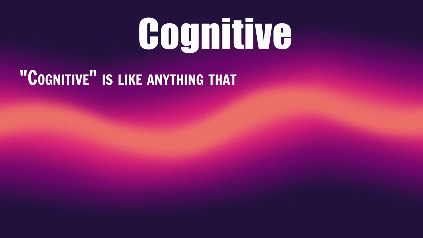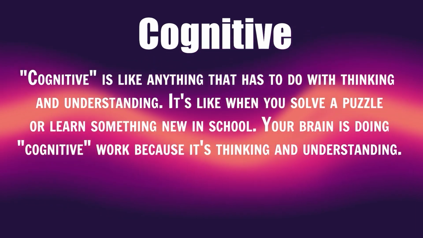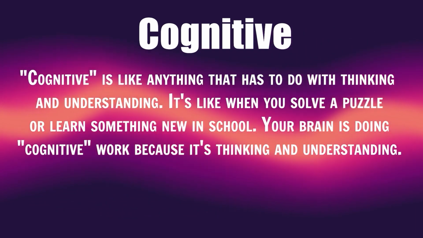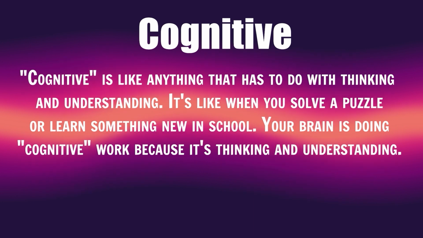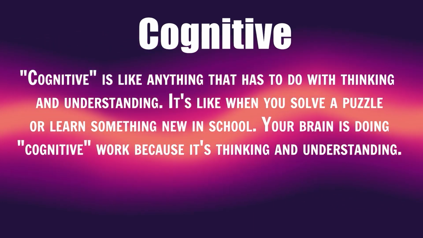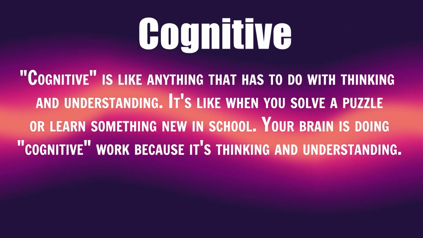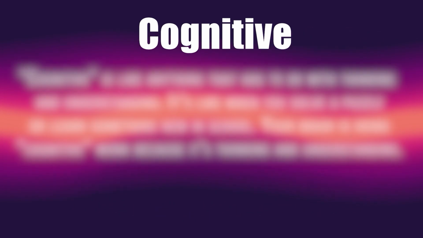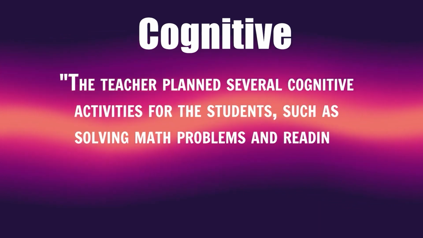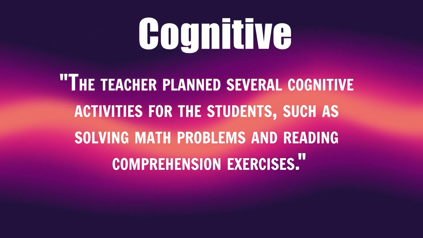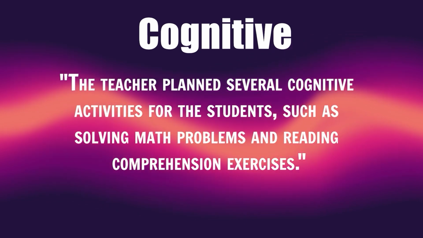Cognitive. Cognitive is like anything that has to do with thinking and understanding. It's like when you solve a puzzle or learn something new in school. Your brain is doing cognitive work because it's thinking and understanding. Here's an example sentence. The teacher planned several cognitive activities for the students, such as solving math problems and reading comprehension exercises.